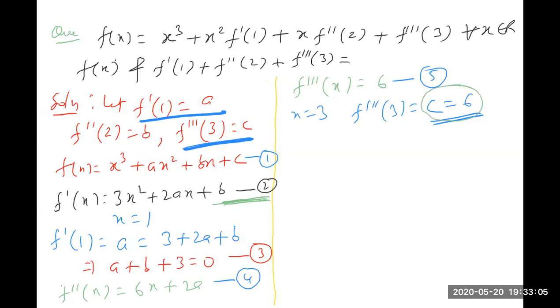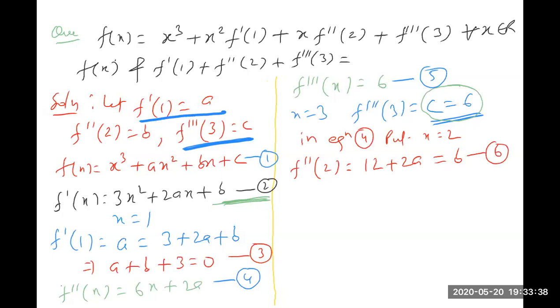One value I got. Now, in the second equation, f double dash 2 is equal to b. So in equation number 4, put x is equal to 2. So you will get f double dash 2 is equal to 12 plus 2a. And f double dash 2 is how much? b. So this is equal to b. So b is equal to 12 plus 2a. This is equation number 6.